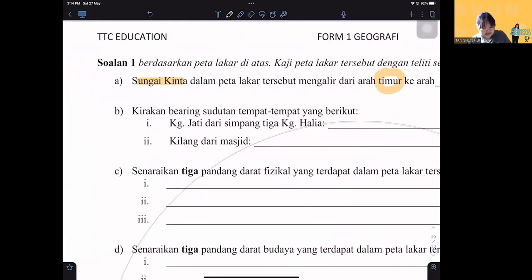They say, Kampung Jati dari Simpang Tiga Kampung Halia. Now, if this kind of question, bearing sudut, read the question properly. A lot of students, when they look at Kampung Jati dari Simpang Tiga Kampung Halia, will straight away write their answer without looking whether they want arah or bearing sudut. A lot of people lose their marks here. They want bearing sudut. So, can you tell me the titik rujukan is Kampung Jati or Simpang Tiga Kampung Halia? Which one?